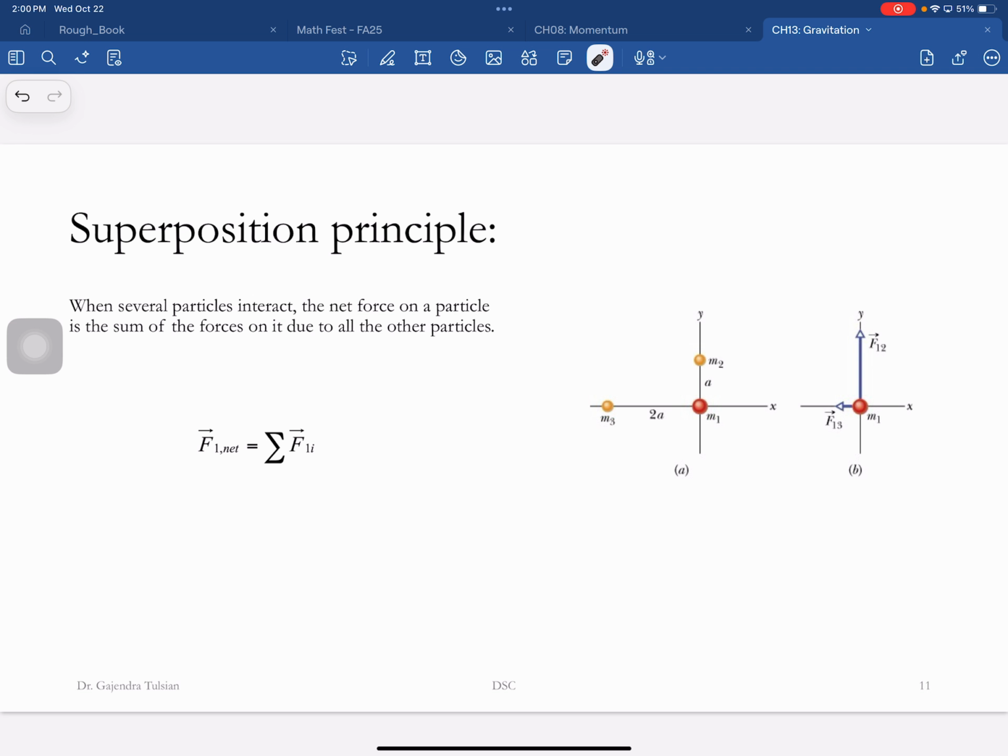If you're playing around with planets and all, this is fine. But this would not be true if you were playing around close by black holes. Not too many people get to play with that, and then you would use the better theory, Einstein's general theory of relativity. So that's the superposition principle.